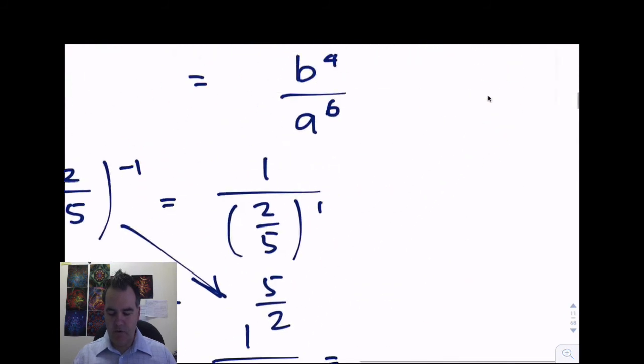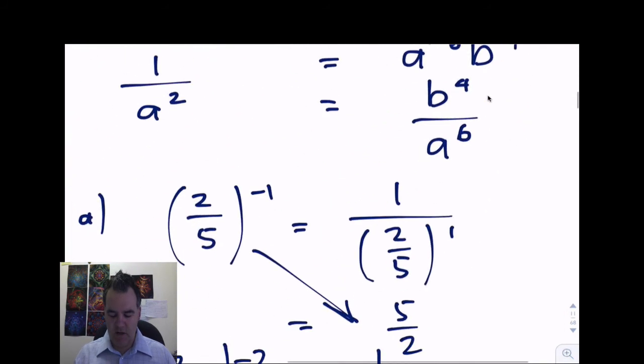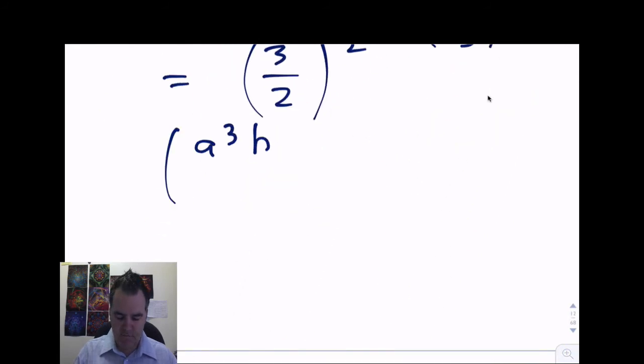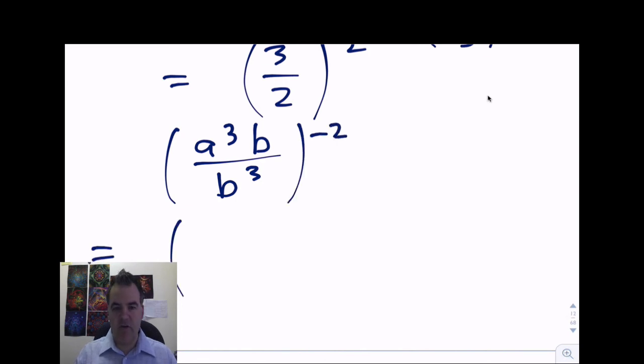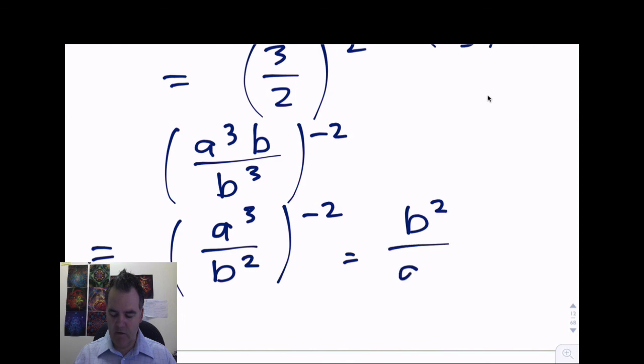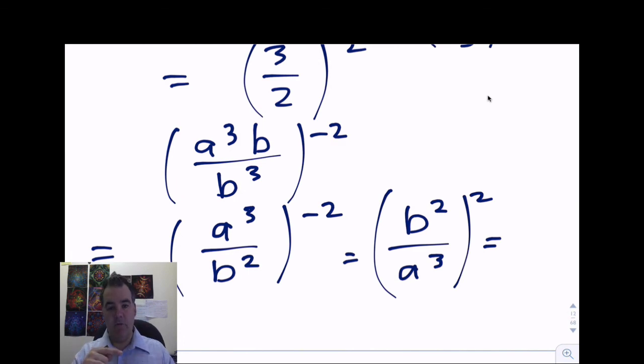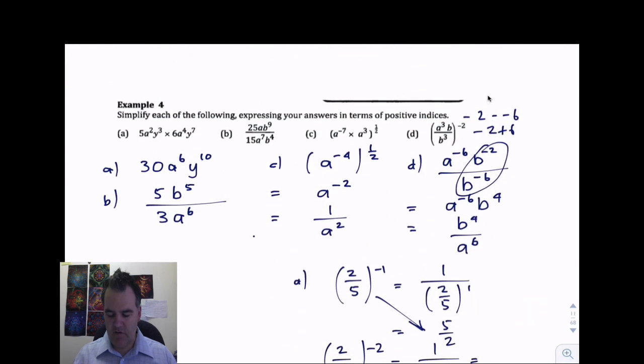So for this question here, what I could have done at the start, a cubed b over b cubed to the power of -2, is I could have just dealt with the b fractions first and said that this was a cubed, b over b cubed is b squared, to the -2. And then I could have just flipped it upside down and said that's b squared over a cubed to the power of +2. Okay, so I've done the reciprocal of the fraction, and then that changes the sign of the power, whether it's positive or negative. So this is b to the power of 4 over a to the power of 6, which is the same answer that we got before.